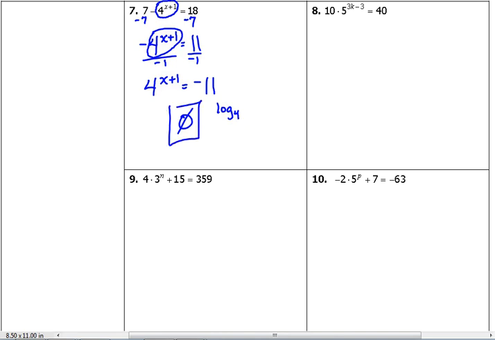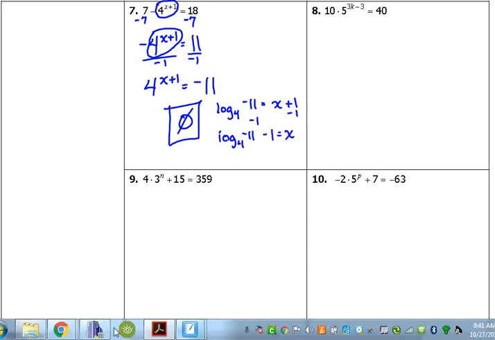If you didn't catch that it should be no solution because you can't raise 4 to a power and get a negative number, write it in log form. Log base 4 of negative 11 is equal to x plus 1. Subtract 1 from both sides. Log base 4 of negative 11 minus 1 equals x.